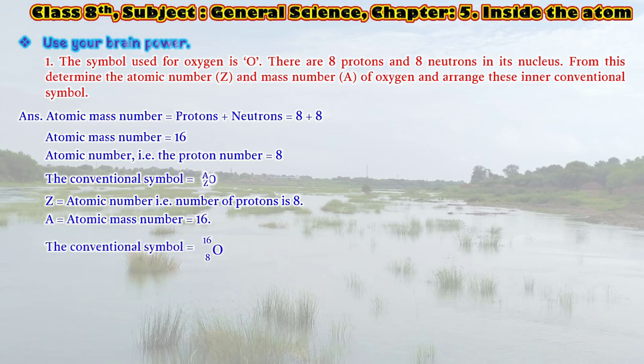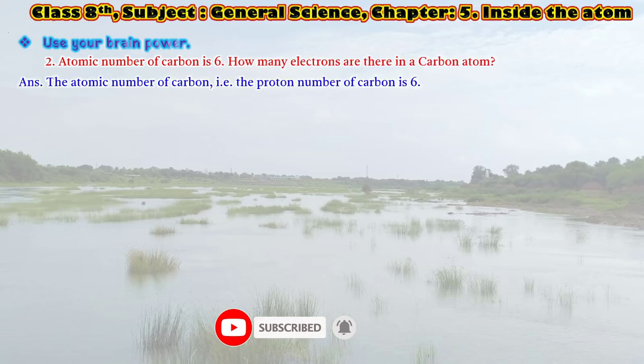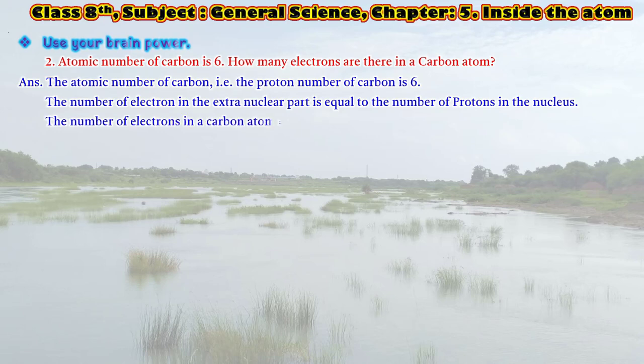Second question. The atomic number of carbon is 6. How many electrons are there in a carbon atom? Answer: the atomic number of carbon, that is the proton number of carbon, is 6. The number of electrons in the extranuclear part is equal to the number of protons in the nucleus. The number of electrons in a carbon atom equals 6.